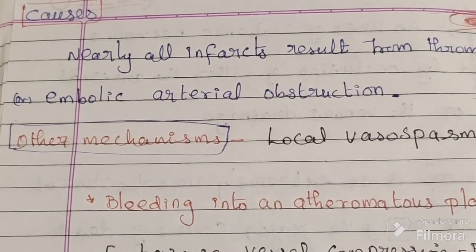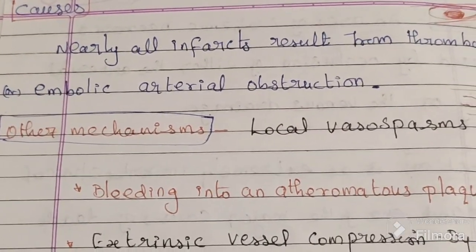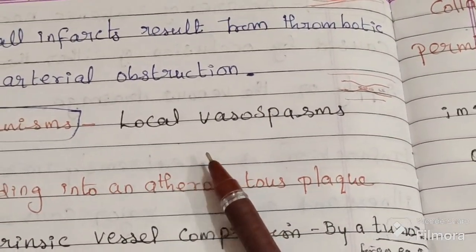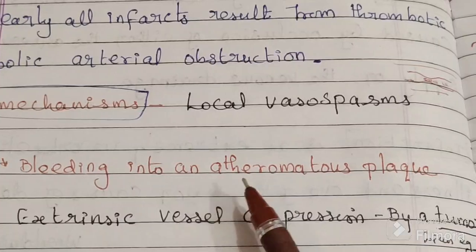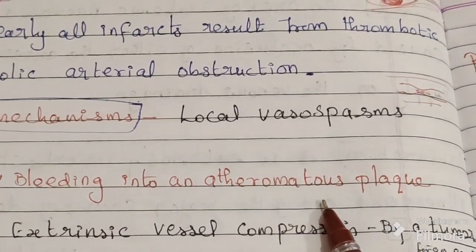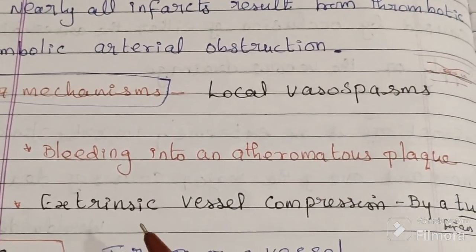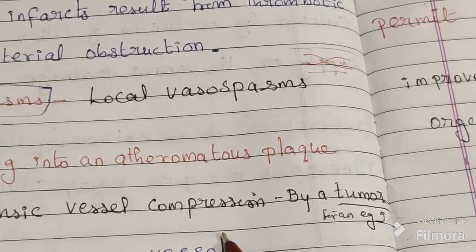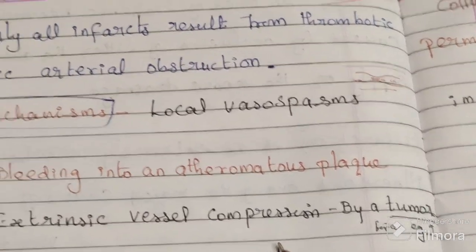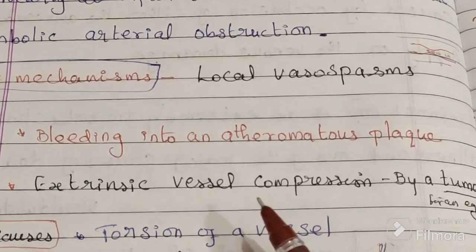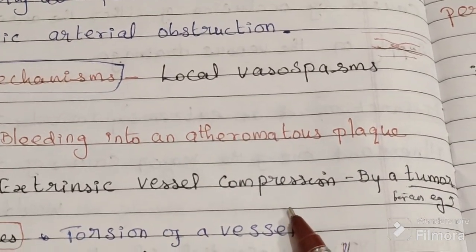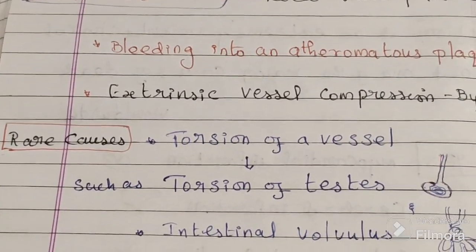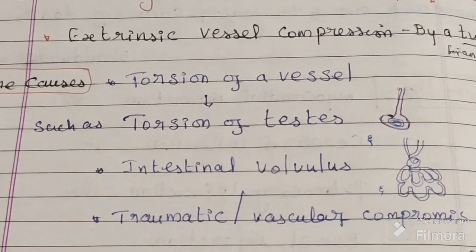Occasionally, infarcts are caused by some other mechanism. They include local vasospasm, bleeding into an atheromatous plaque, and extrinsic vessel compression by a tumor, for example.